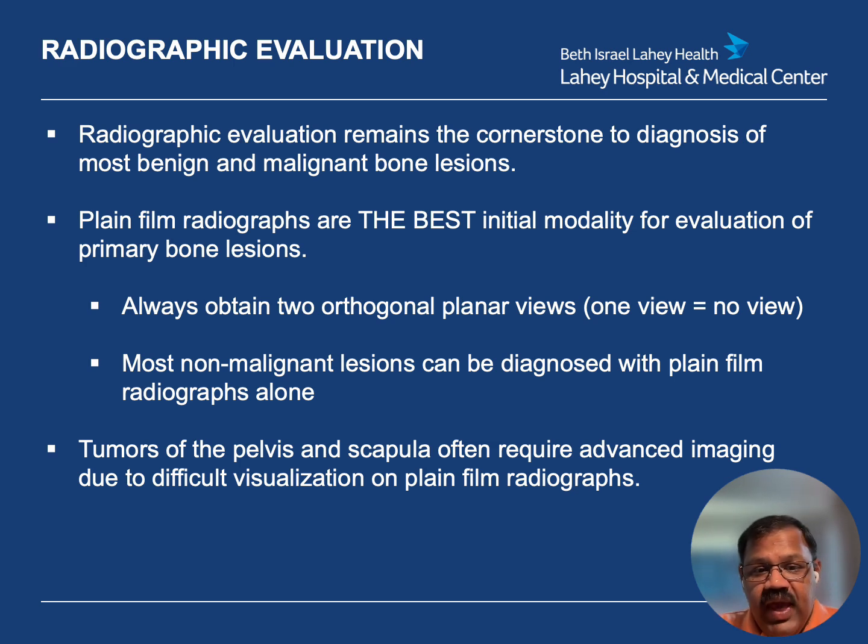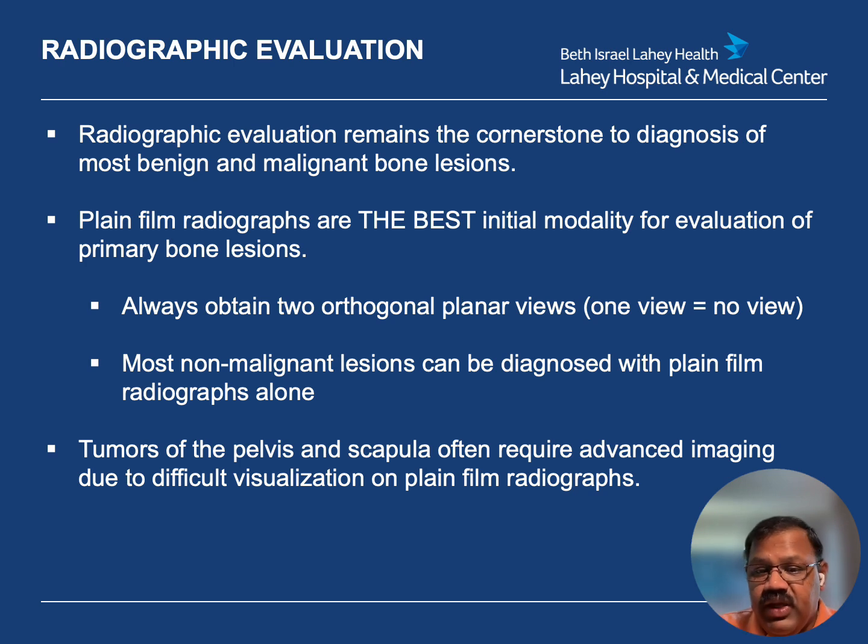So when you get plain film radiographs, you really want to obtain at least two orthogonal views. So an AP and a lateral is typically what we obtain. Occasionally, when you're looking at joint structures, oblique views can also be helpful. Remember, in orthopedics, the saying is one view is no view. So having just a single uniplanar view does not give you sufficient information to make an assessment of a three-dimensional structure, which is what most tumors and lesions are. So it's important to get at least two good orthogonal views.